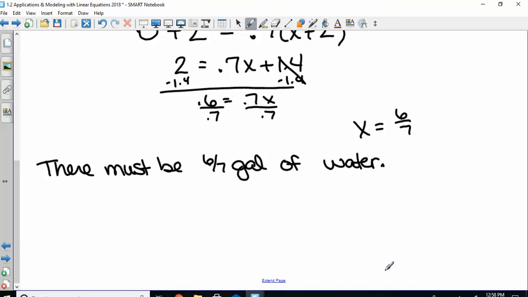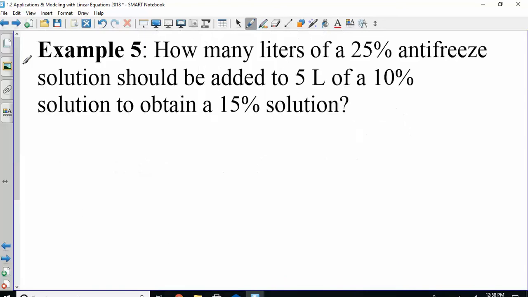Do you guys want to try one more of those, and then we'll stop for today. So last example for today. How many liters of a 25% antifreeze solution should be added to 5 liters of a 10% solution to obtain a 15% solution? There's a lot of percentages here, but it starts out the same.